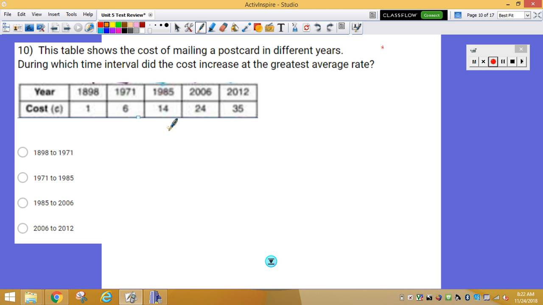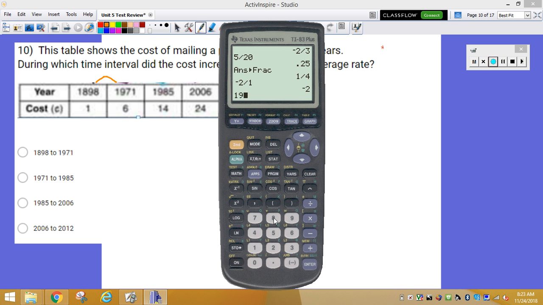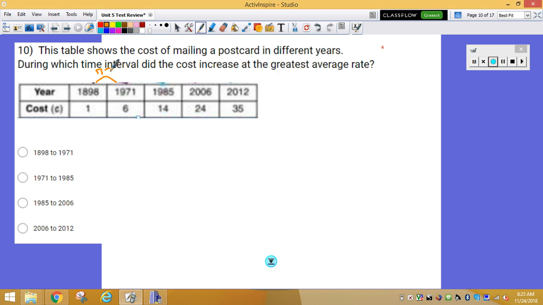All right, during which time interval did the cost increase the greatest average rate? All right, here's how we do this. We want to find the difference in years. So from 1898 to 1971, let's subtract those. 1971 minus 1898, it went up 73 years. So I'm going to put 73.